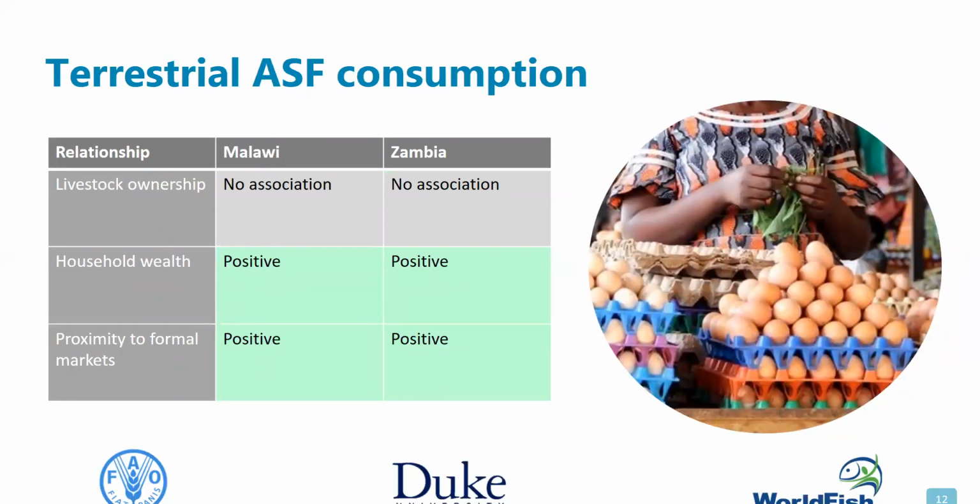Looking at animal source food consumption, we found that livestock ownership was not associated with increased consumption, which is perhaps not surprising given the nature of livestock-derived foods, such as cattle and goat. However, household wealth and proximity to formal markets were both positively associated with ASF consumption in both countries.